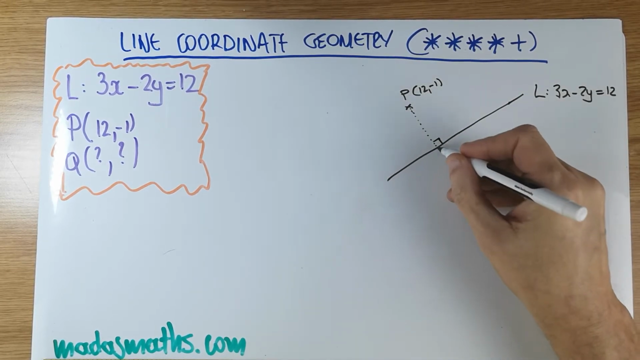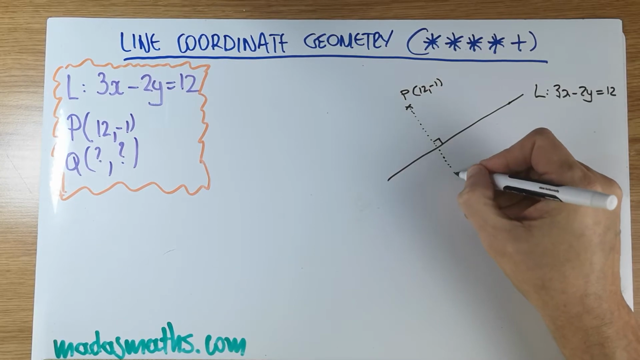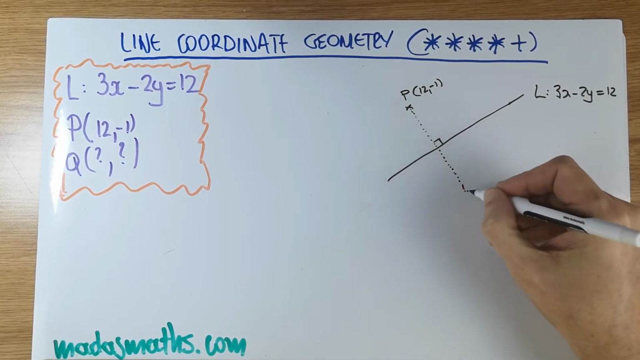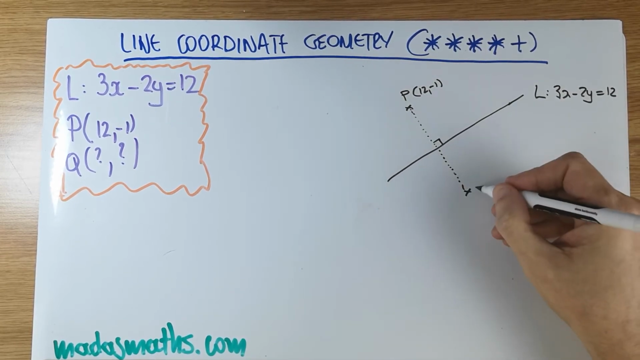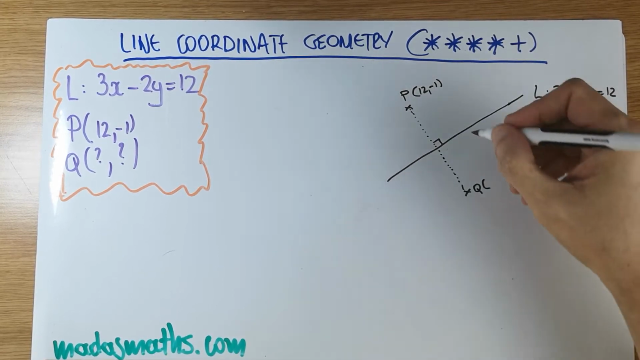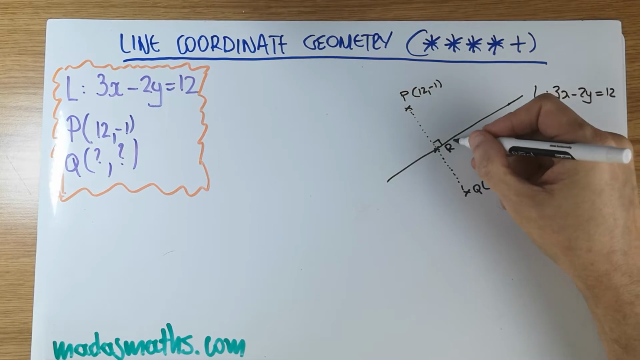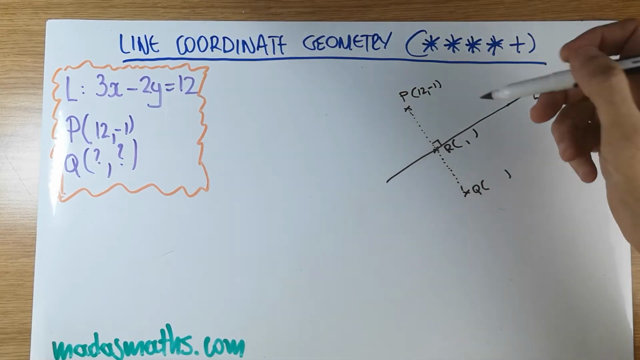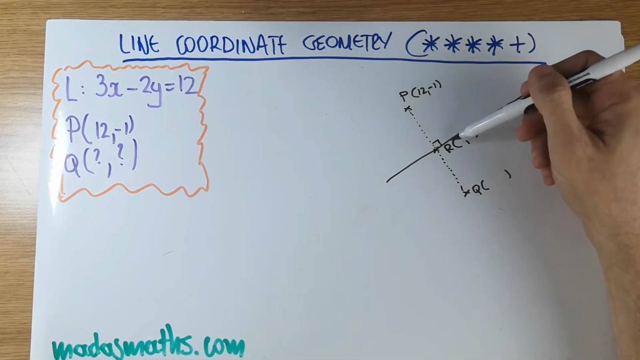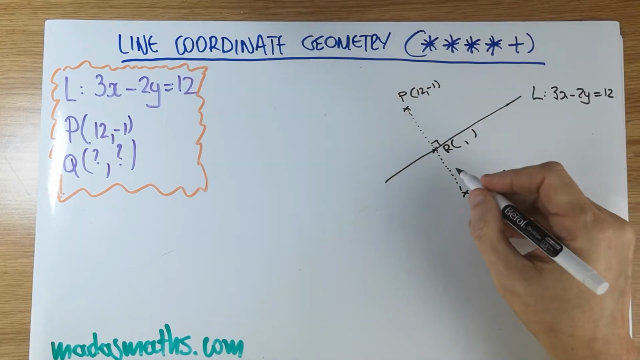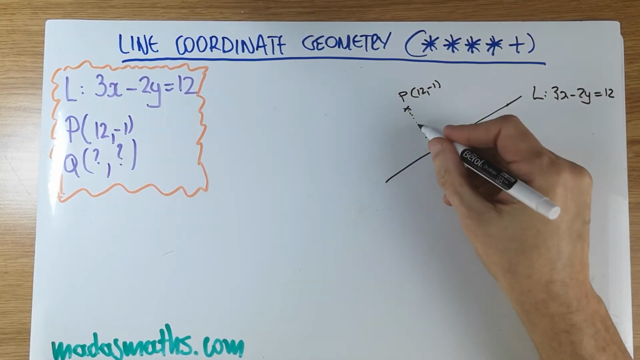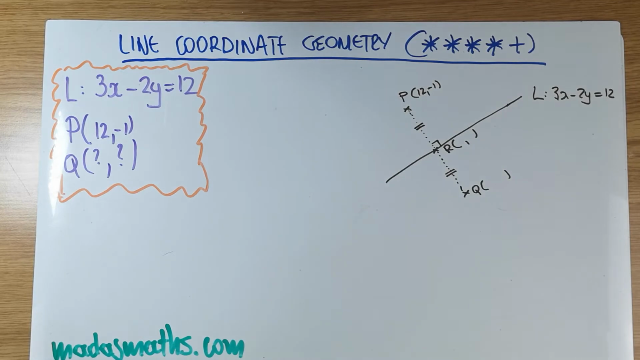Reflection means two things. First of all, a right angle there about the mirror line. And it means, if we call this point Q, with unknown coordinates, and this is the point R with unknown coordinates also, this is the midpoint. The point R is the midpoint of PQ. So essentially we're saying these two lengths are equal.